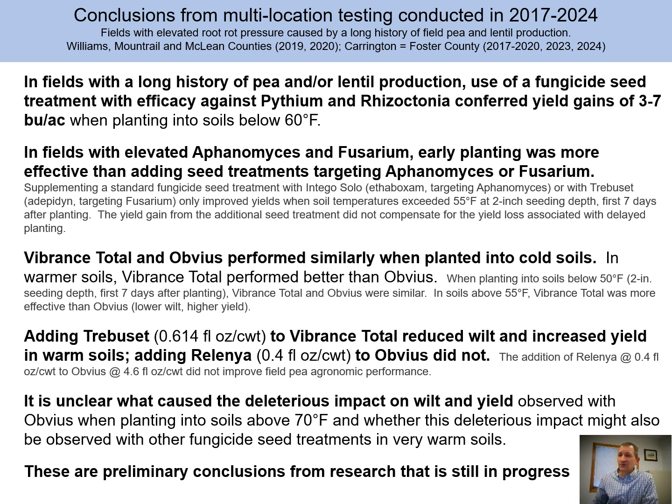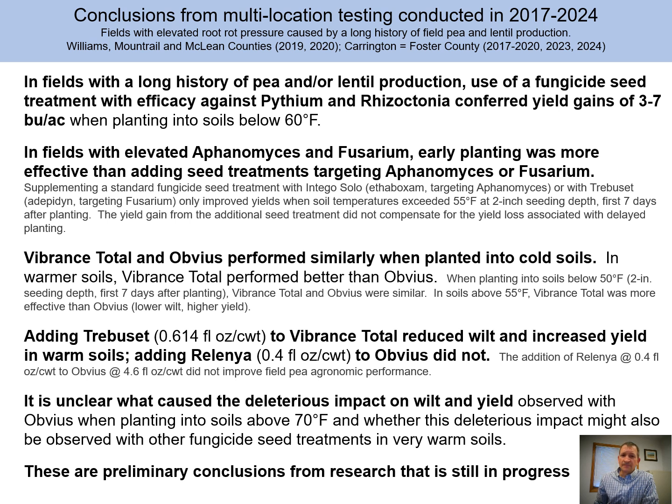It doesn't matter what fungicide seed treatment you're using, you're not going to mitigate the yield loss associated with planting late sufficiently. So the seed treatment helps you, and certain seed treatments are a bit better than others in those warmer soils. Vibrance Total certainly performs better under warm soils than Obvious, but no fungicide seed treatment is going to fully offset the loss in yield potential associated with planting into warm soils under these root rot conditions.